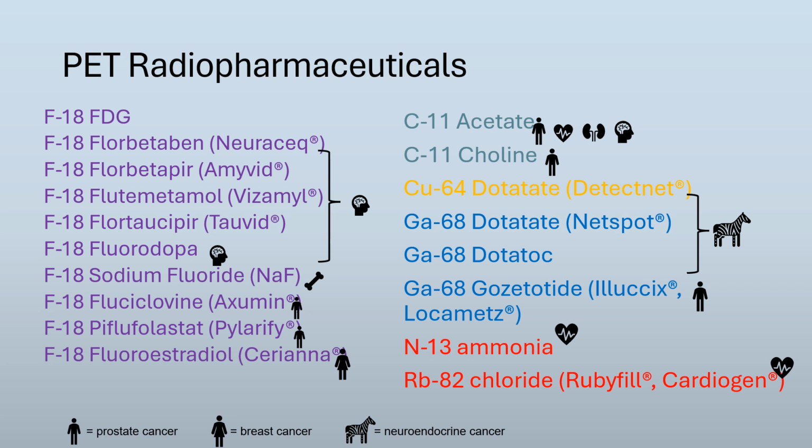Fluciclovine, Clarify, those are both used for prostate imaging. That's why they have a little man beside them. Fluorestradiol is also commonly known as Cerianna. That's used for breast cancer imaging.